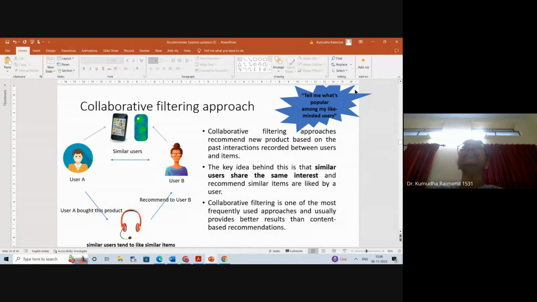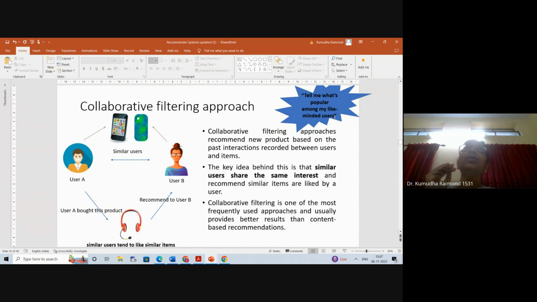What it actually means is: tell me what is popular among my like-minded users. For example, I got a particular brand of TV. I want to find out the users who got a similarly branded TV, and what other products they bought. That is what this one is. But in the case of content based, I got this particular TV, tell me very similar types of products around this TV or other products by this company. It is only based on the user's preference.